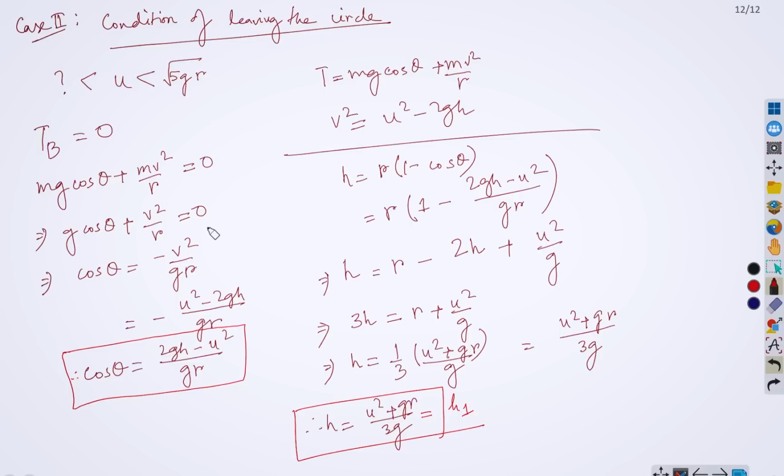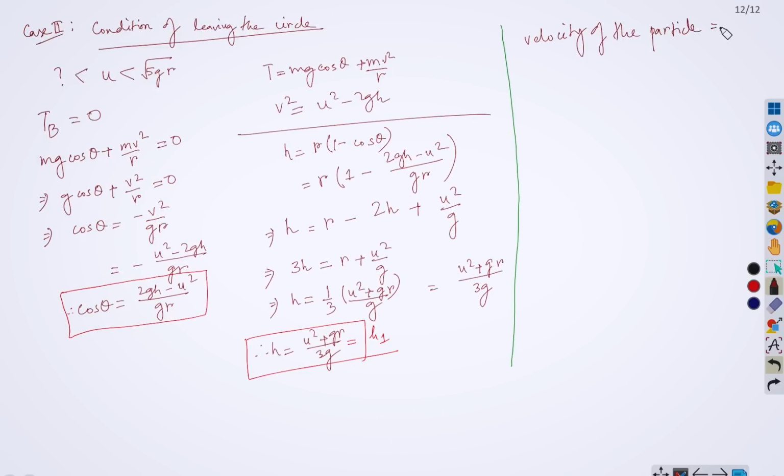But what about the velocity of the particle? What will happen if the velocity of the particle becomes 0? Yes? So let's investigate that also. That is v equals 0. So if v equals 0, it means u square minus 2gh equals 0, right? From equation 2. Yes? This gives us h equals u square by 2g. Let's say this is h2.